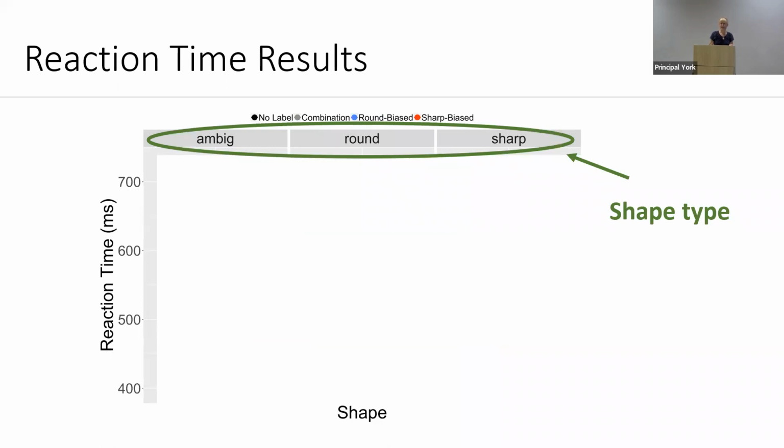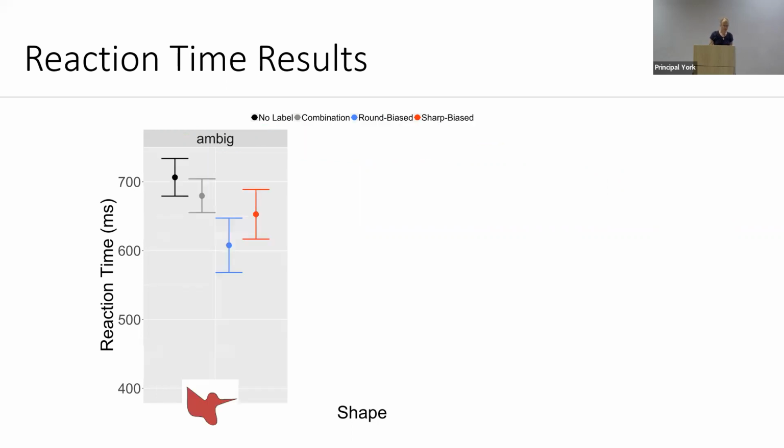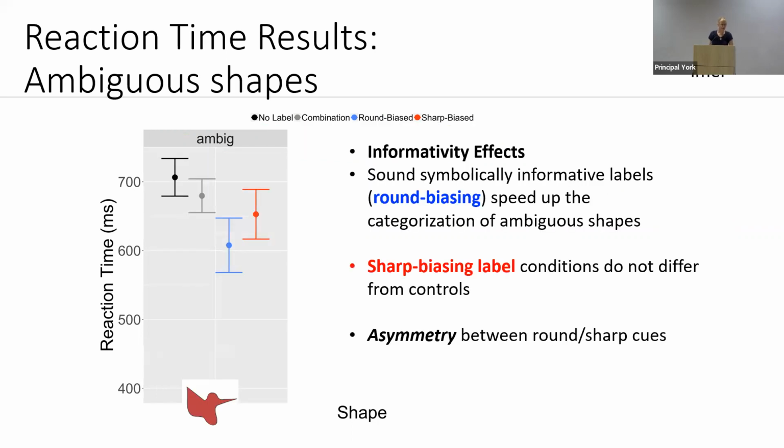Looking at the reaction times, these results are a bit less clear, and we're still thinking about doing some further analyses. We're happy to discuss that. If we look at the ambiguous shapes, it looks like we do have some indication of informativity effects, so that if we have a sound symbolically informative label, in particular a round biasing label, this speeds things up relative to the control conditions. Sharp biasing labels do not differ from the controls.